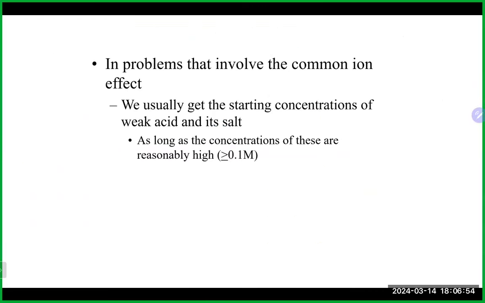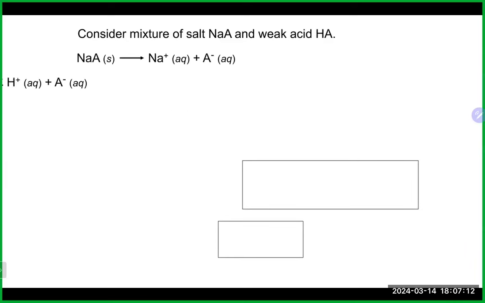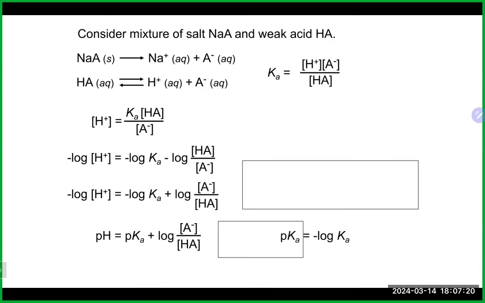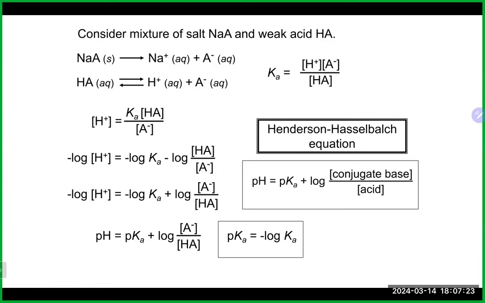Well, in problems that usually involve the common ion effect, we usually get starting concentrations that are relatively high, so we could actually approach these problems in a slightly different way. We could use an equation to solve for the pH rather than, say, an ice table. If you do a little rearranging of some Kas and some pH type things, you get the Henderson-Hasselbalch equation here, which is really used in common ion problems.